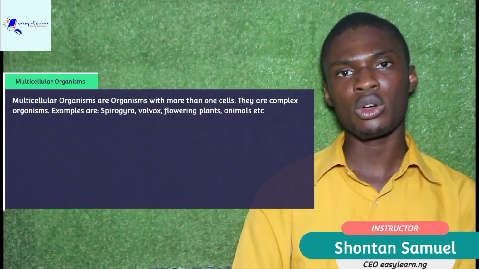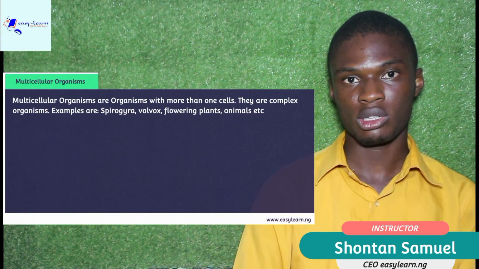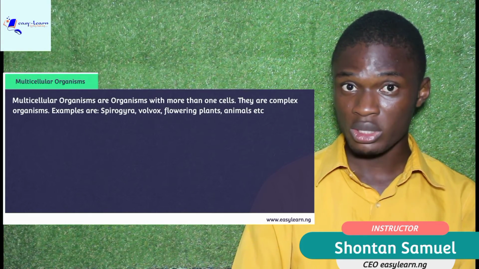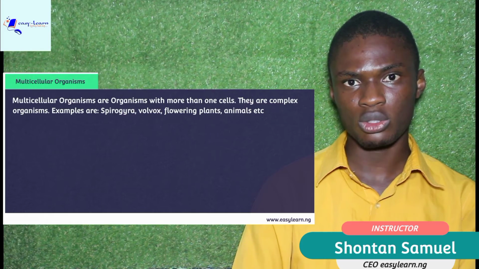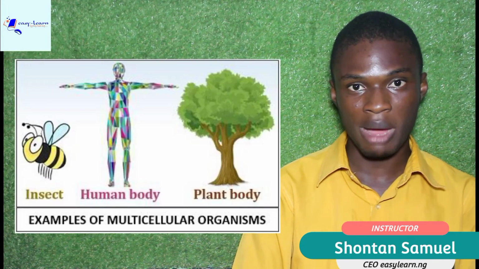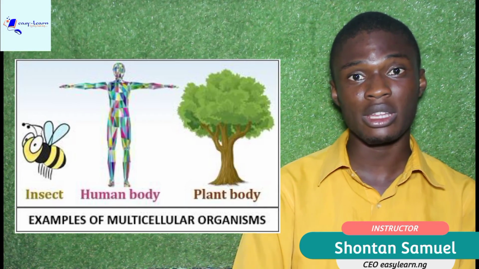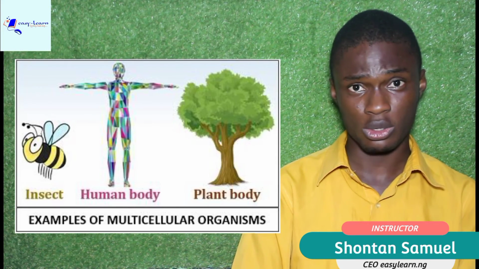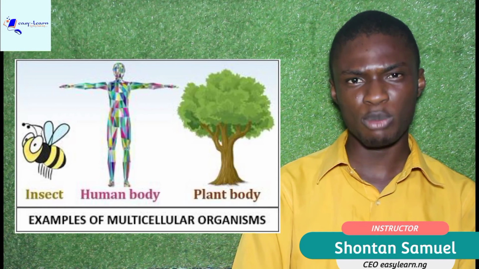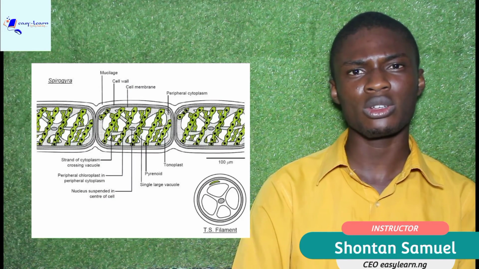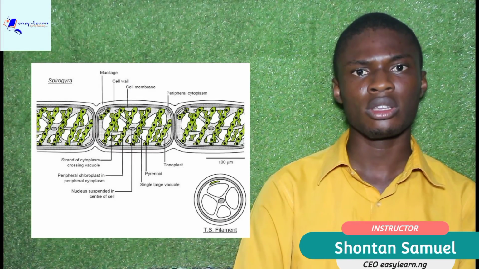The second division of organisms based on the number of cells is the multicellular organisms. From the word multi, it means they have more than one cell. Examples of multicellular organisms are human beings. In an average human being, there are millions of cells. We have a lot of cells. We also have basic multicellular organisms such as volvox and spirogyra and the likes.